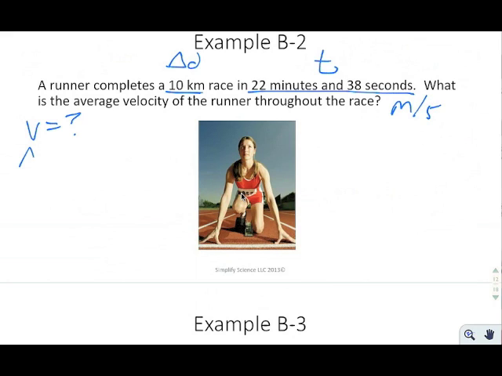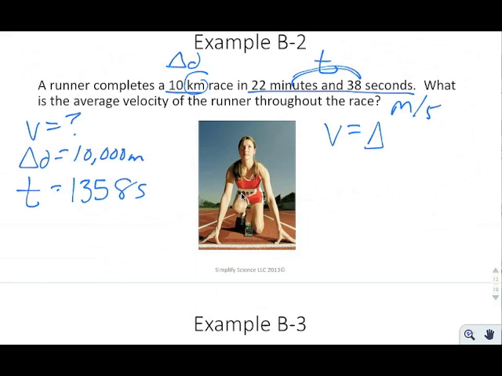We can say that the displacement is 10,000, and you should know that it's 10,000 because we converted kilometers into meters. It's really important that you work in meters and seconds. So now we go to time, and we see time is a combination of minutes and seconds, and we're going to have to get them both in seconds. So we take 22 and multiply it by 60 and then add 38. And when we do that, we get 1,358 seconds.